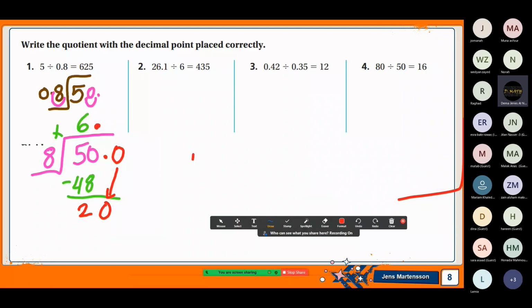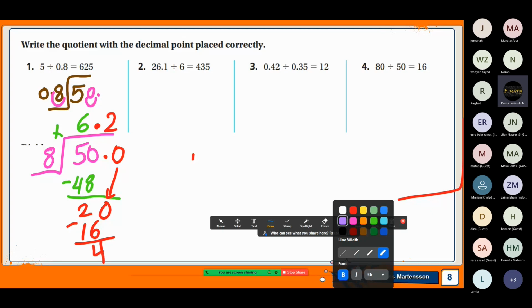20 divided by 8, how many 8s in 20? 3. 3 times 8 is 24. I want 20 or less than 20. I can say 8 multiplied by 2. 2 times 8 is 16. And the remainder is what? 4.